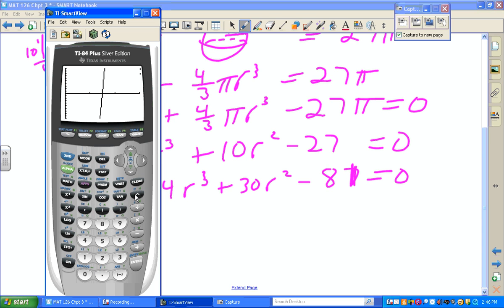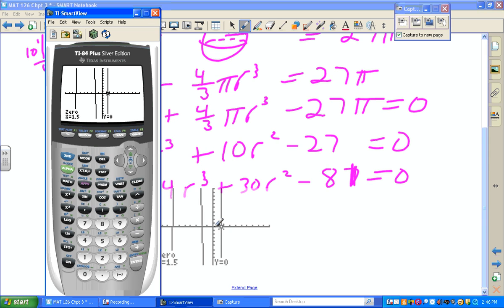I want to see if I can get by with it. I'll be a little lazy on my window. Zoom 6. 1 negative, 2 negative, 1 positive. Do you think the radius can be negative? No. So I'll go to second, calculate, zero. And I'll go from left on the 0 to right to the 10. In the middle, I'll hit a 5, and I'll see the answer is going to be 1.5.